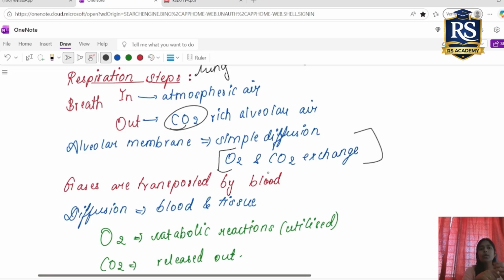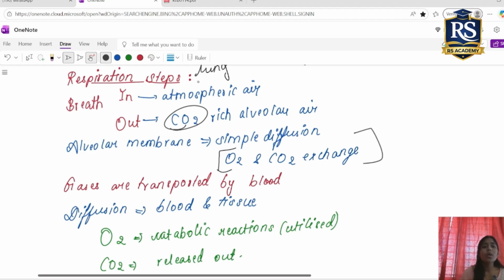Now, let us move on to the respiration steps. We all know respiration involves inspiration and expiration. This is the most basic process of respiration. We will be seeing inspiration and expiration in a detailed manner in the upcoming topics, but as of now, we will be seeing the steps alone.